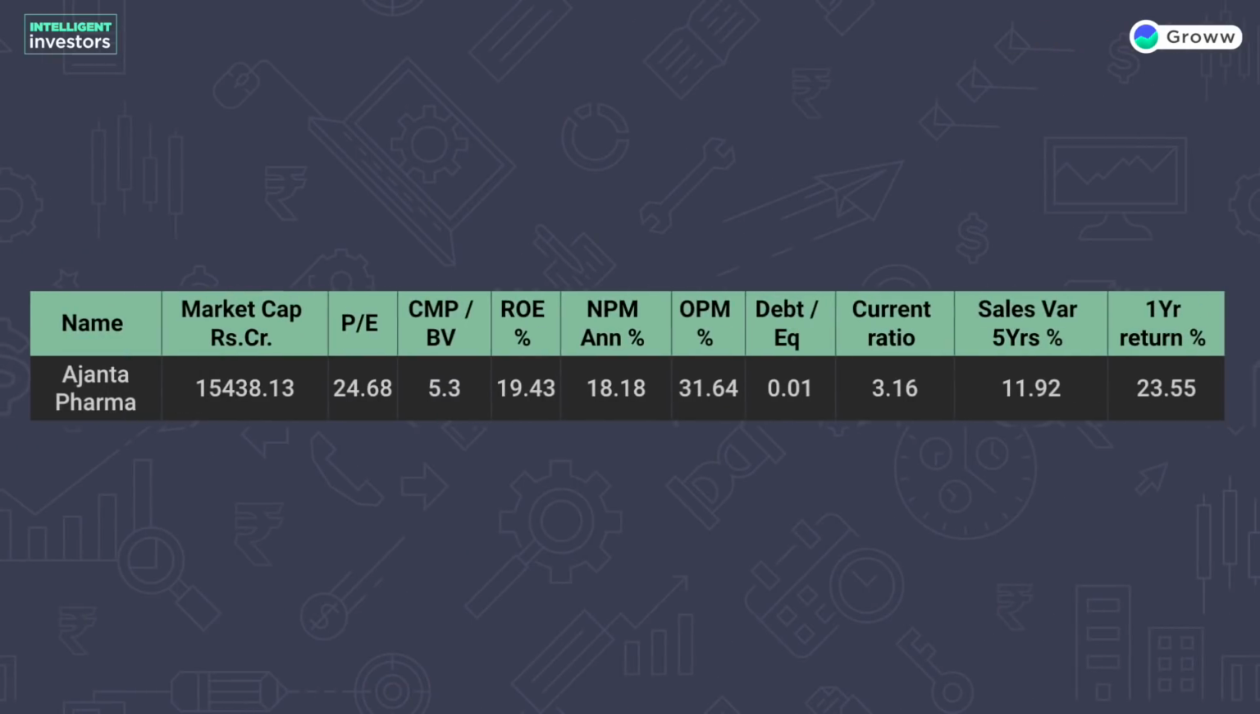Ajanta Pharma is currently trading at around a 15,000 crore market cap, and all of them, if you've noticed, are trading around the same market cap. Their PE is at 24.6, debt to equity ratio almost negligible at 0.01, but their operating profit margin is at 31.64, which is significantly high, which is good for us. Their 1 year return is 23% and their sales variance in the last 5 years is around 11.92%. So you can have a look at this company as well.